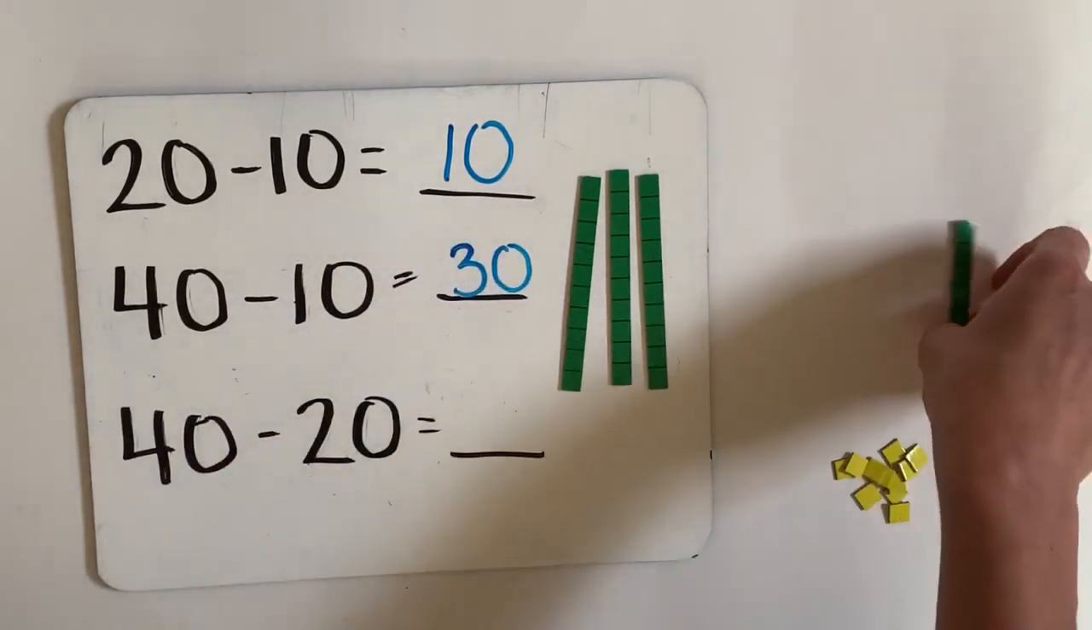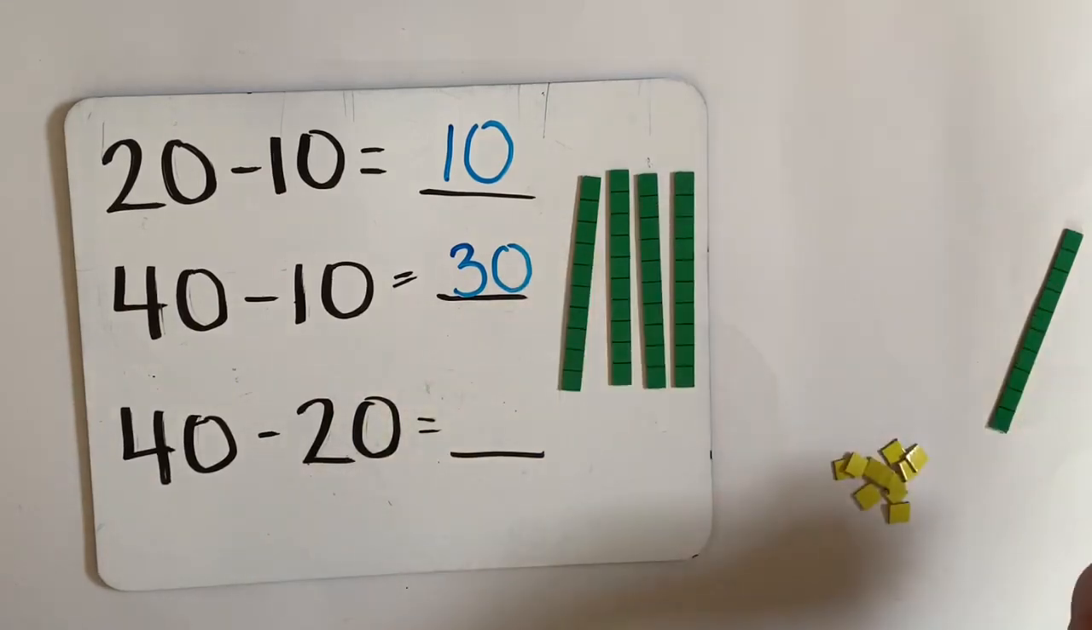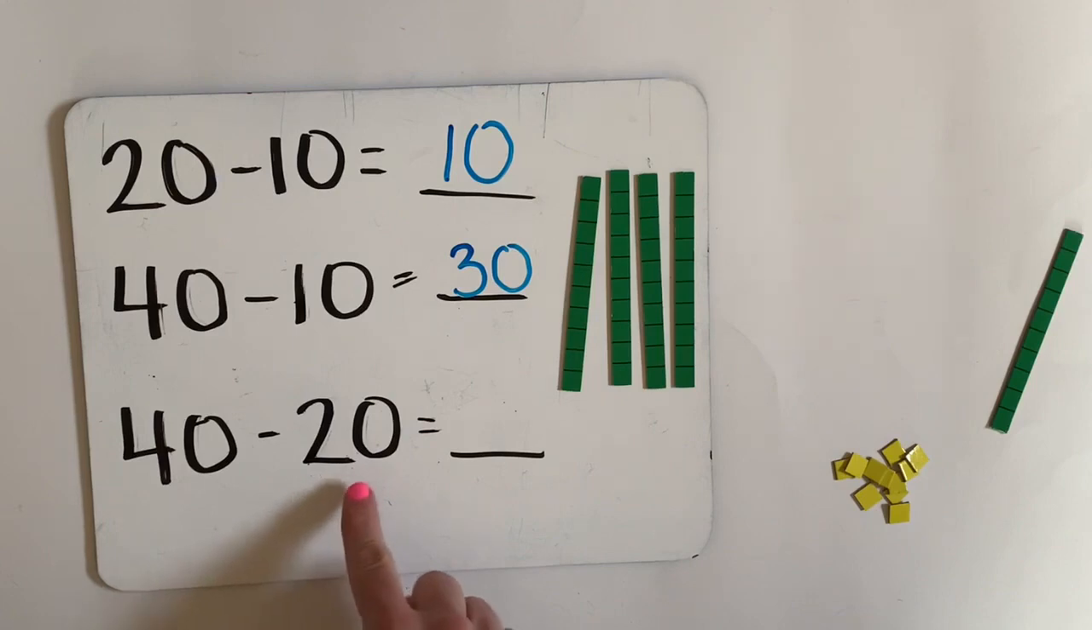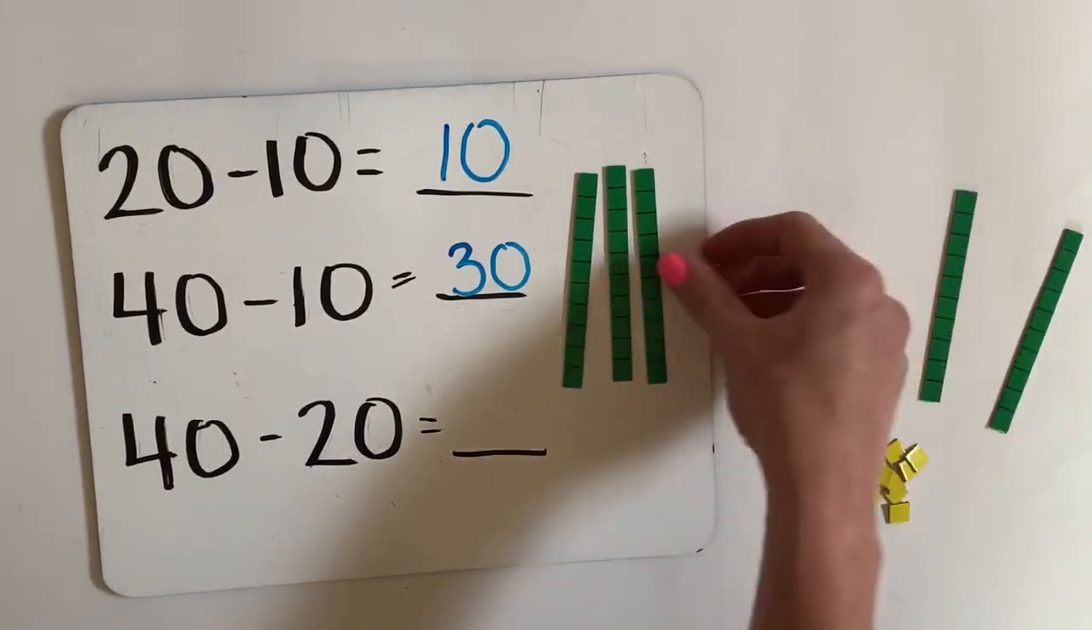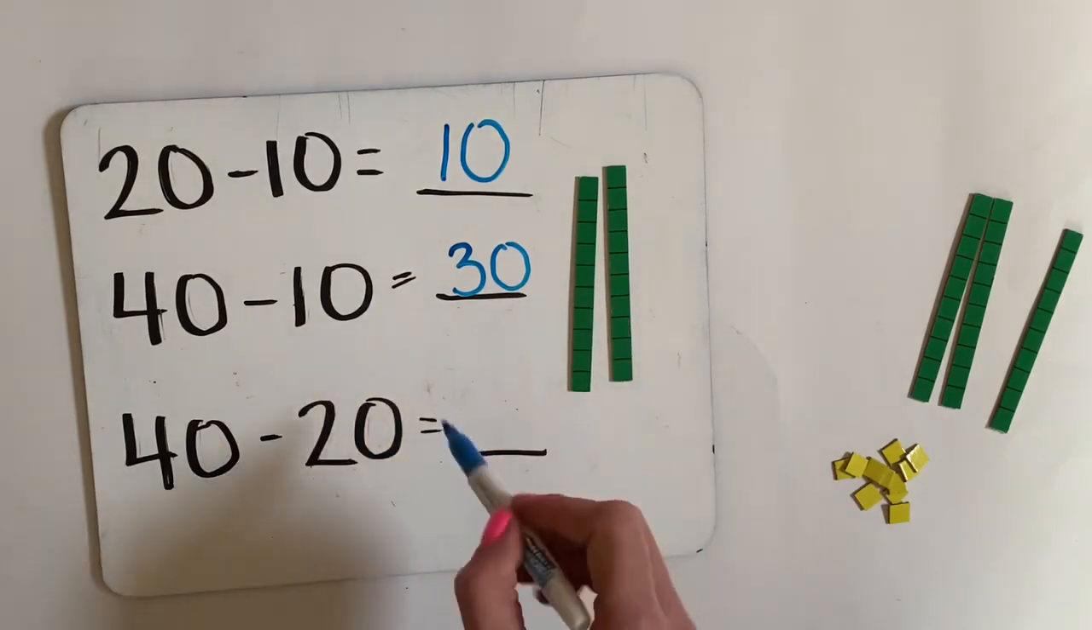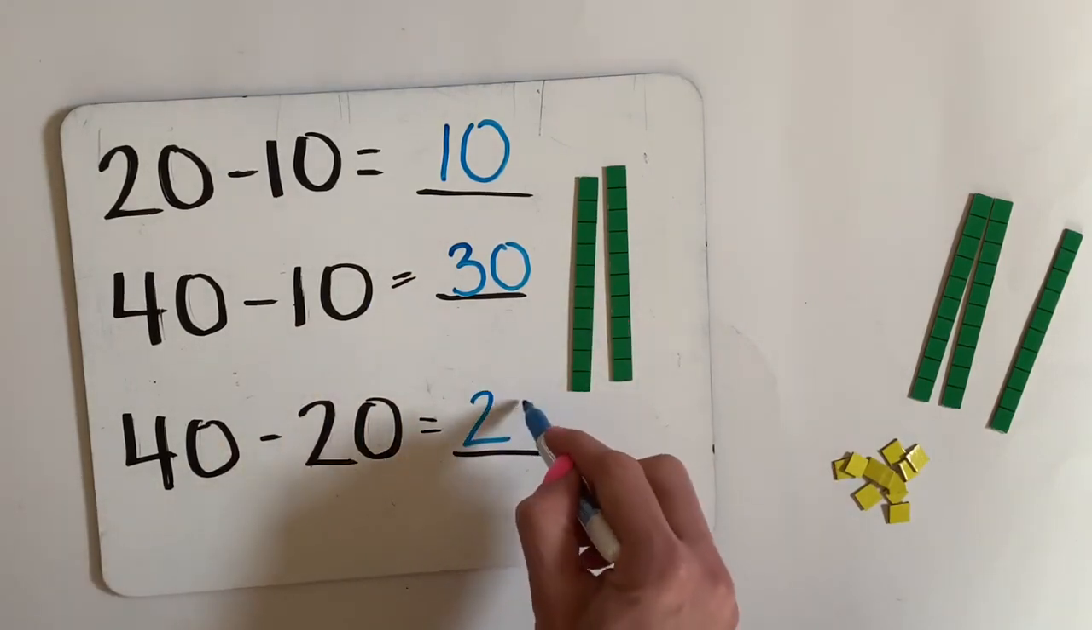We've got 40 again. So I'll put my 4 back. There's 4. That's 40. 4 tens is 40. This time I'm taking away 20. 2 tens. 1, 2. How many are left now? Just 20 are left. 2 tens.